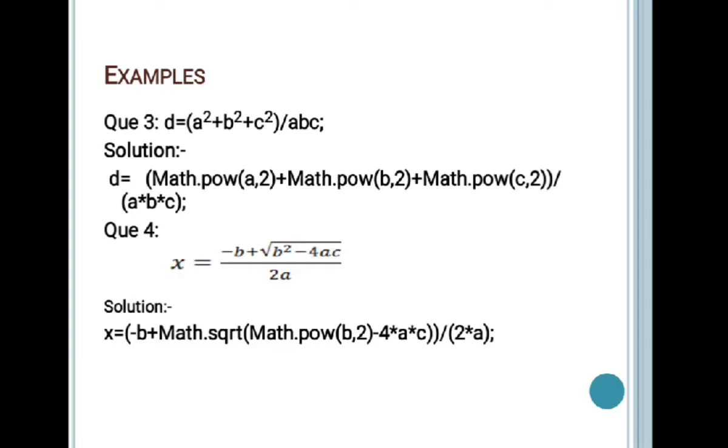Here, the bracket you started before minus b will end here. Again we divide by 2, open the bracket, 2 into a, and at last you have to put a semicolon. So this is the valid statement. If you do not write like this, it cannot be treated as a valid statement, it will be treated as an invalid statement. Alright, now let's talk about the errors.